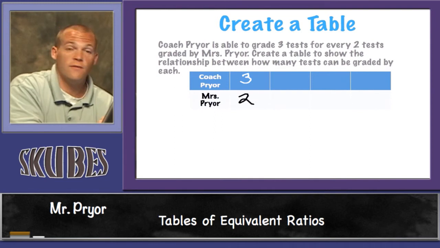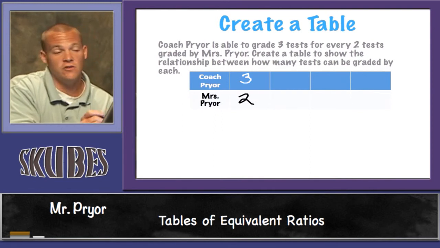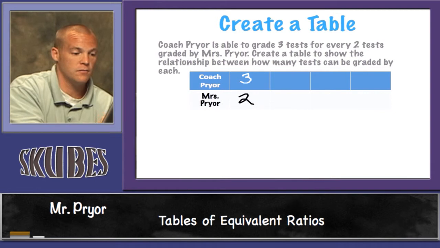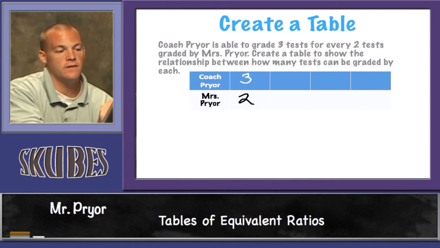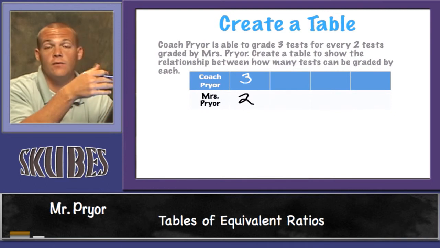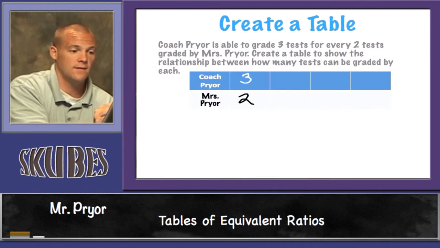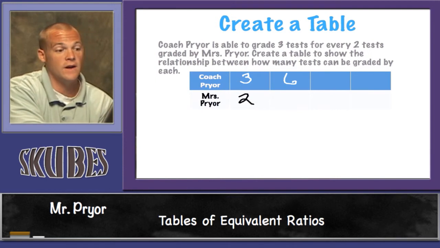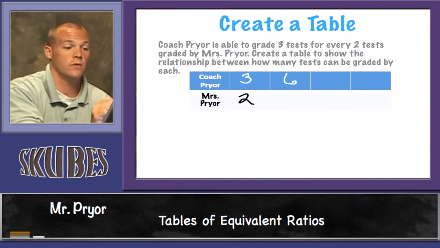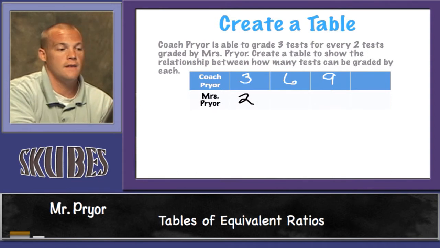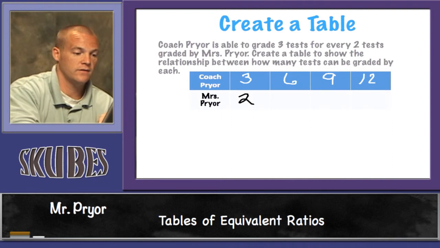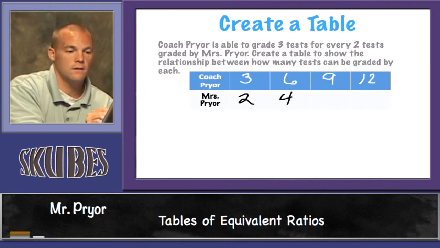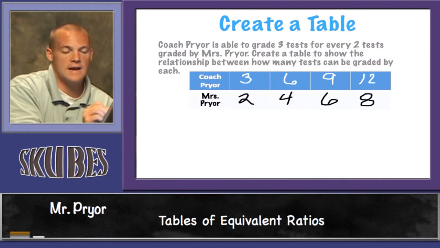So we can go ahead and fill each of these in one at a time, or you can do them back and forth. That's completely up to you. I'm going to go ahead and do one at a time. I'm going to start with Coach Pryor. So that's going to be 3. So the next value, if we're talking about 3 more, would be 6. And then the next value, if we're talking about 3 more, is going to be 9. And then finally, 12. As far as the number of tests that Mrs. Pryor can grade, it would be 2, then 4, then 6, and then 8.